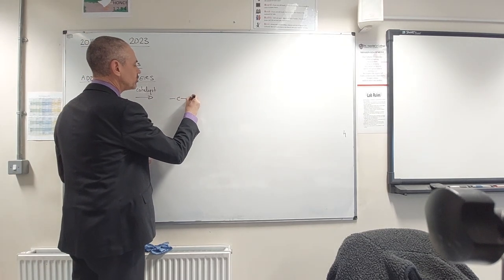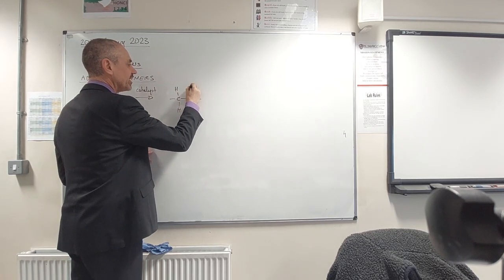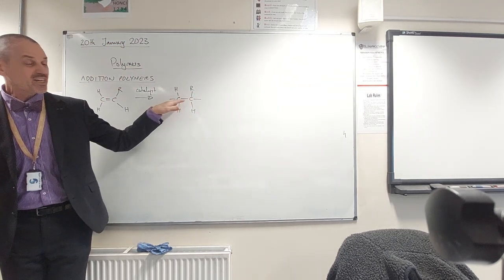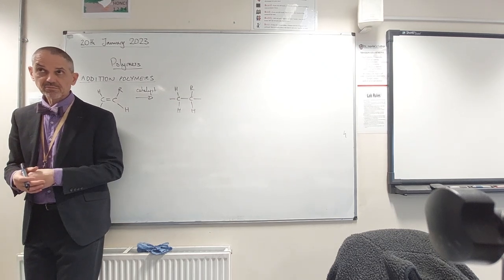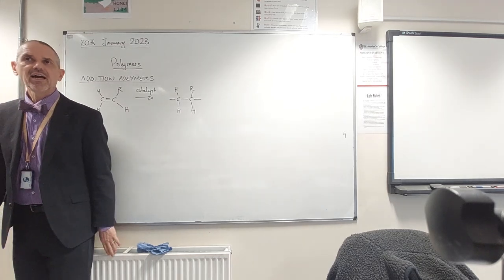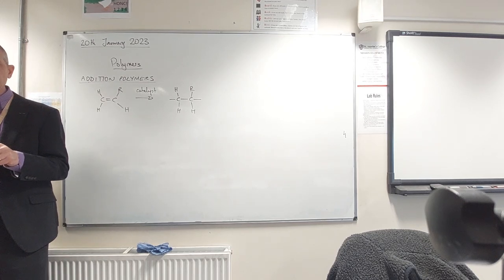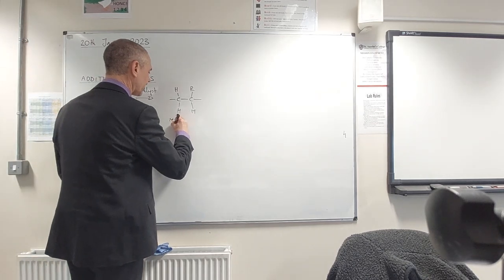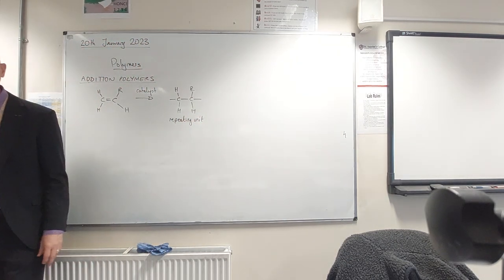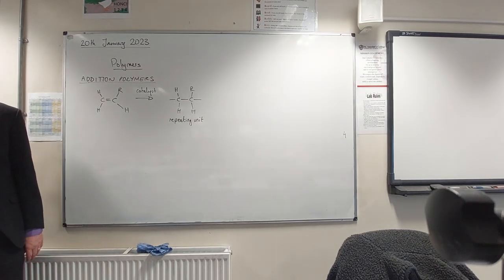So the way we draw our repeating unit is just to draw the carbons, but now with that double bond broken. And we just draw bonds extending either way. In GCSE, you were told to put brackets around it and the little n after it, weren't you? But I'm just going to leave it like that. That's the formula for the repeating unit, which is generally what they ask you for in AQA exams, the repeating unit.